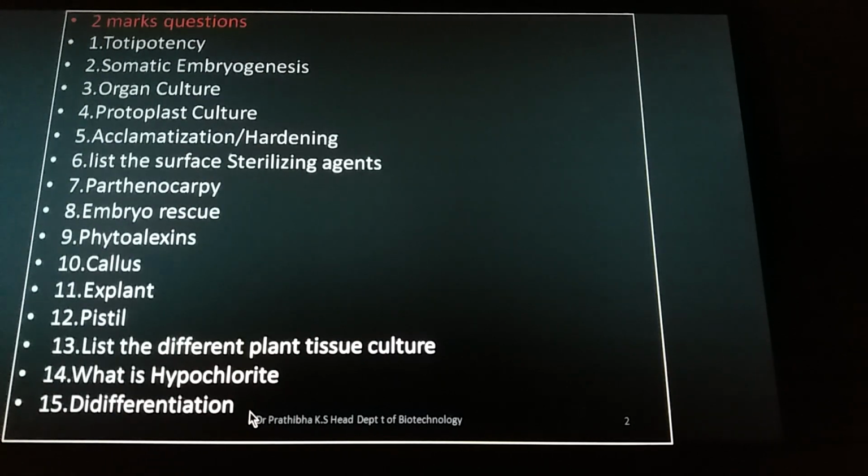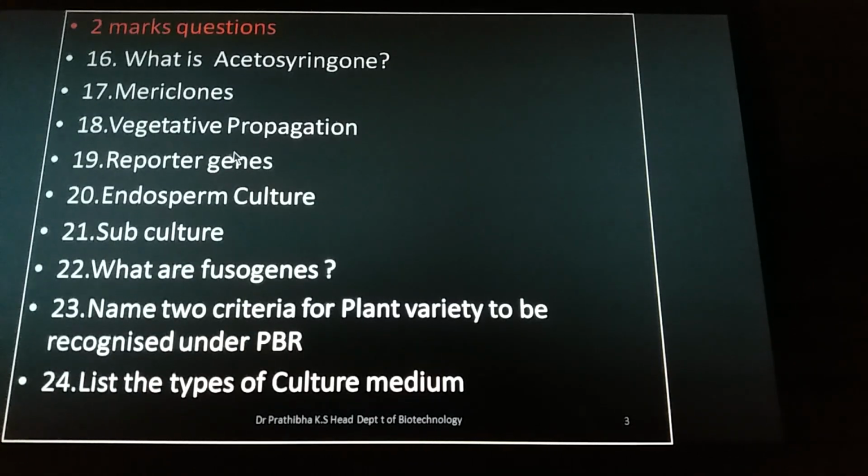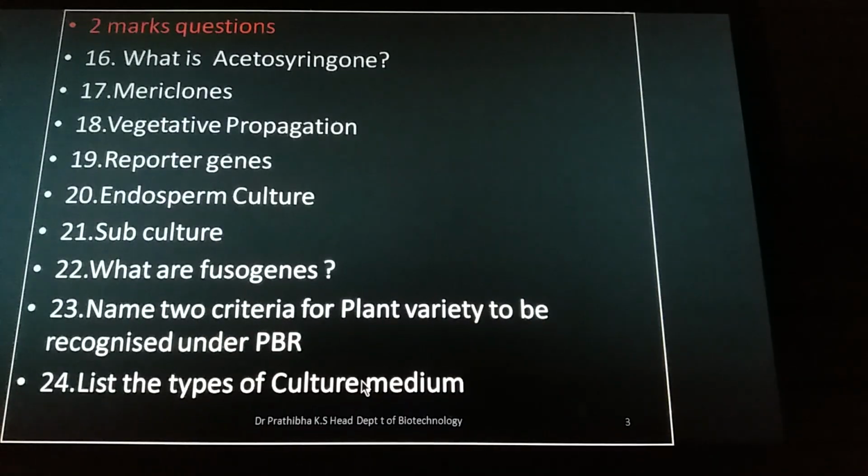So, kindly value all these questions and try to answer the questions. Okay. Further, what is acetosyringone, mericlones, vegetative propagation, reporter genes, endosperm culture, subculture, what are fusogens? Name 2 criteria for plant variety to be recognized under PBR. List the types of culture medium. Okay, you can take screenshot and you can go through these particular questions.